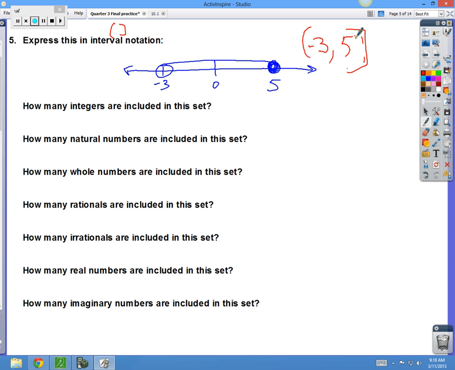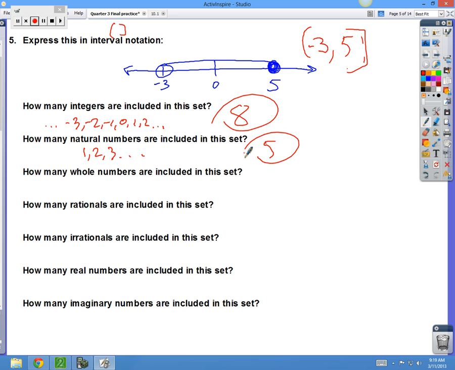Question number 1. The integers are all the negatives. Negative 3, negative 2, negative 1, 0, 1, 2. Those are the integers. So how many integers are from negative 3 to 5, not including negative 3? So there's negative 2, negative 1, 0, 1, 2, 3, 4, 5. There should be 8. Okay, the naturals. The naturals are 1, 2, 3, dot, dot, dot. Smallest natural is 1. How many naturals are there? 5. The whole numbers are 0, 1, 2, 3, dot, dot, dot, to infinity. So how many wholes are there?